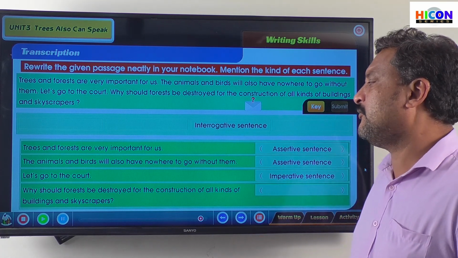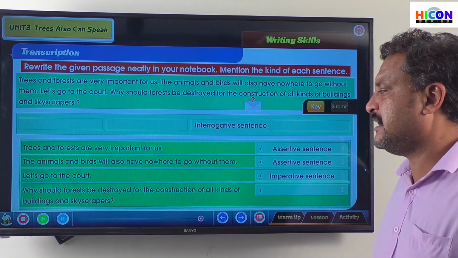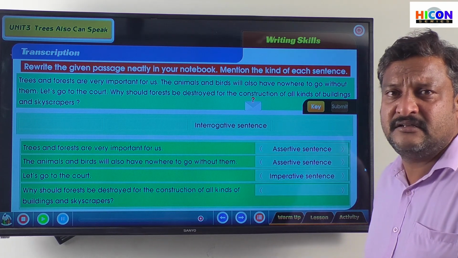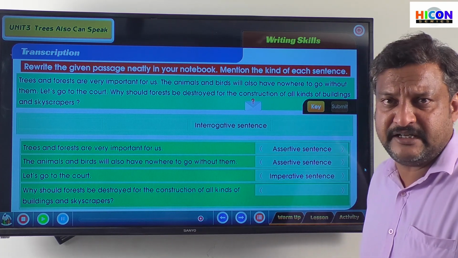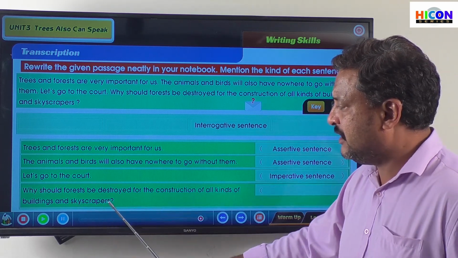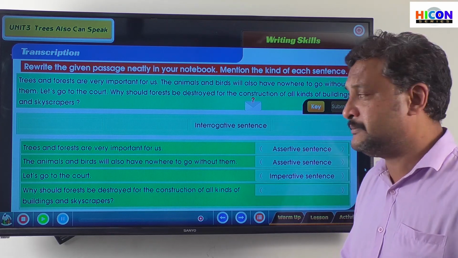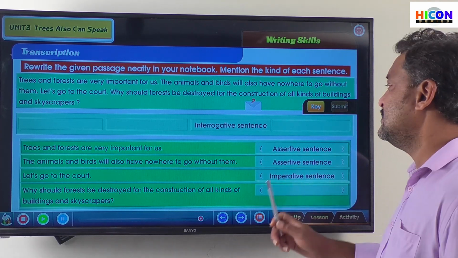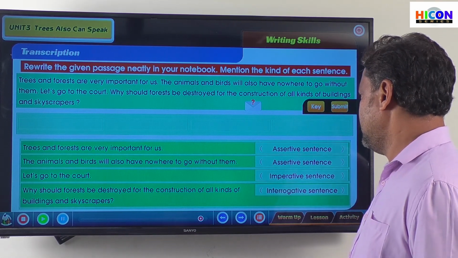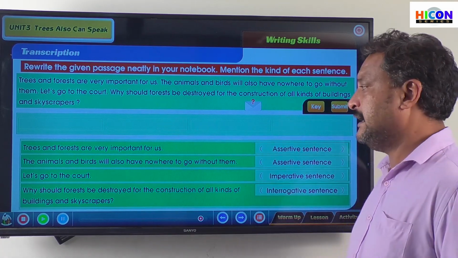Then, why should forests be destroyed for the construction of all kinds of buildings and skyscrapers? It's asking someone, isn't it? Someone is asking something to somebody else. So it's a question and it has a capital letter and ends with a question mark. So what kind of a sentence is that? Interrogative sentence, right? Yes. So we have written all the four sentences from this particular paragraph.